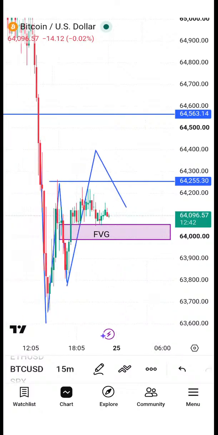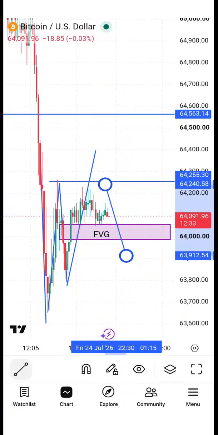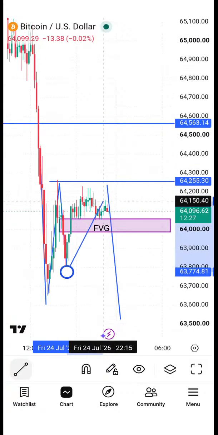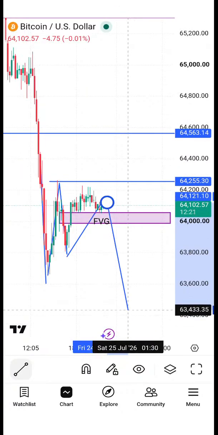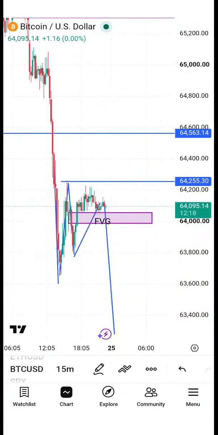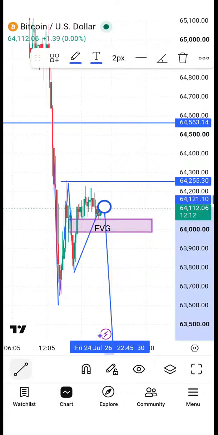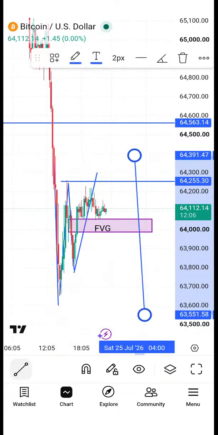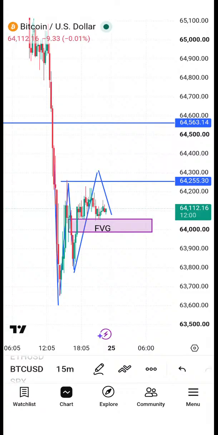You know why I say you should wait, guys? It's because the price can still, Bitcoin can still push towards the downside like this, or maybe from here it can still push up like this. So it's very important to wait and be patient, because this is Bitcoin. Remember, it's very aggressive.